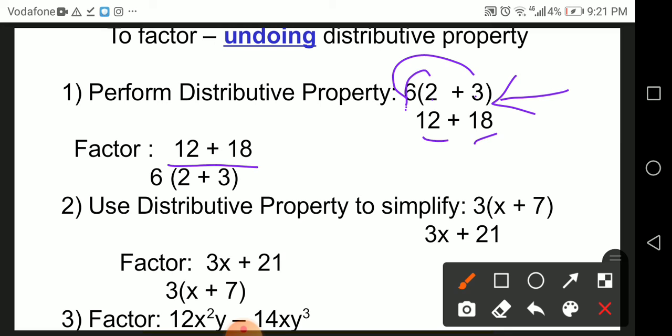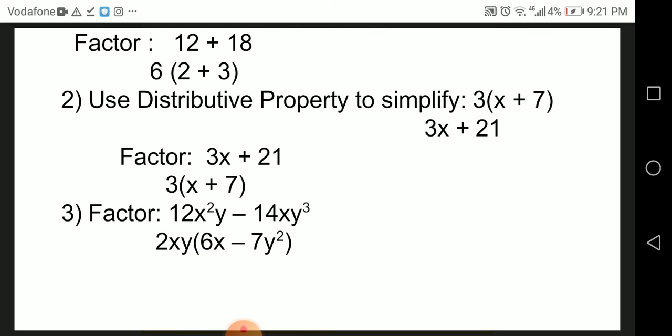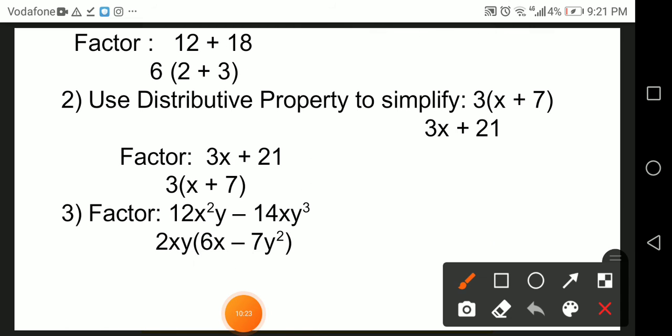If you have it like this and I want to factorize it, take the common factor outside, which is 6. 6 times what gives me 12? 6 times 2. 6 times what gives me 18? 6 times 3. So I take the 6 outside and write the others here. Use the distributive property to simplify this, as we have taken in the last quarter. 3 multiplied by x is 3x. 3 multiplied by 7 is 21.